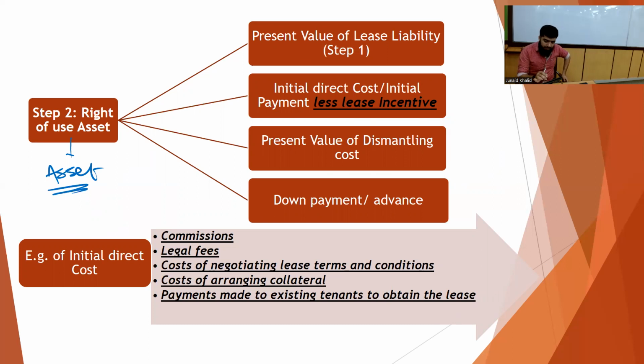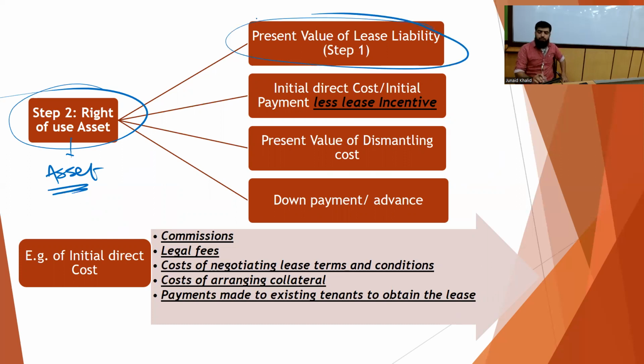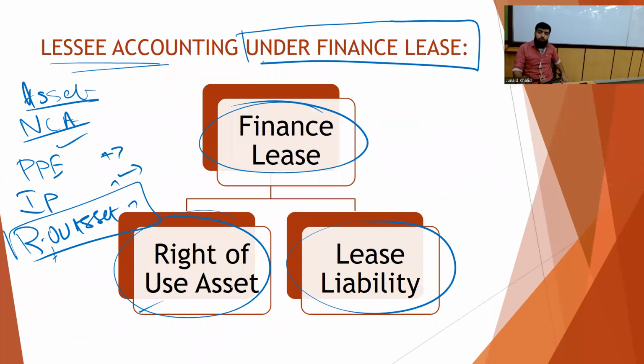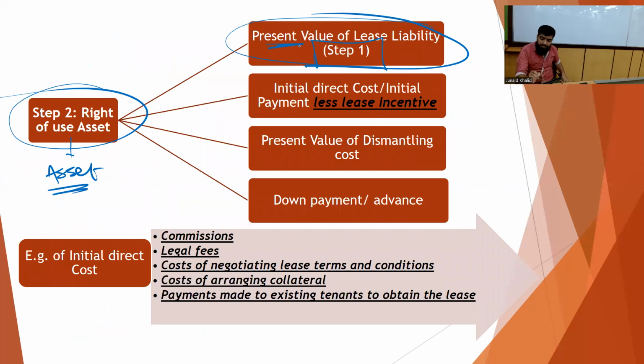Likewise, we are here to calculate the cost of a right of use asset. Now the components of right of use asset. Number one, the first one is the present value of lease liability, and that was calculated under step one. So why did we calculate the lease liability first instead of the right of use? Because the present value of lease liability would be the first component of the right of use asset, which was calculated in step one.